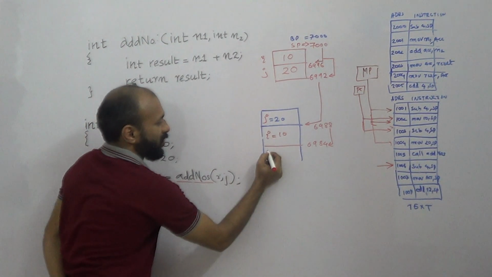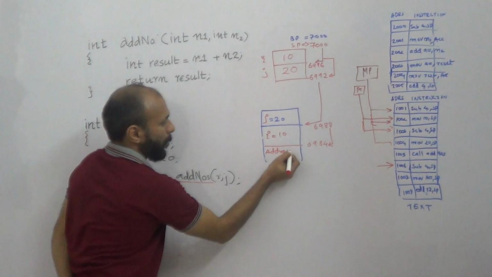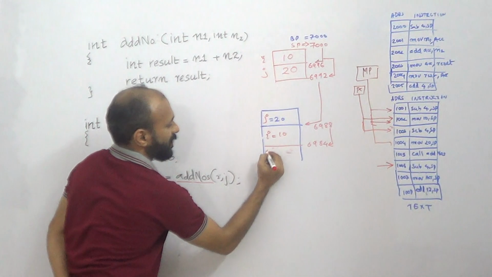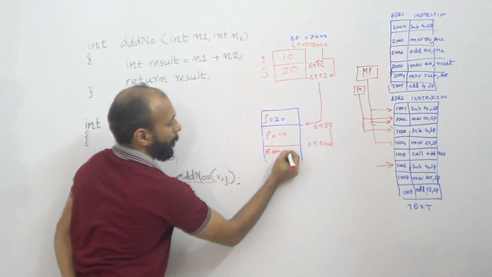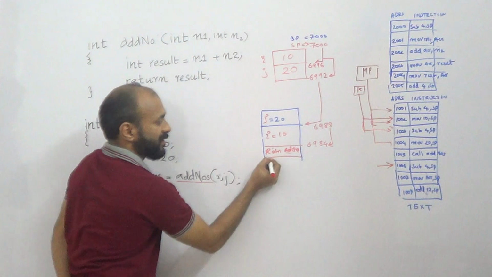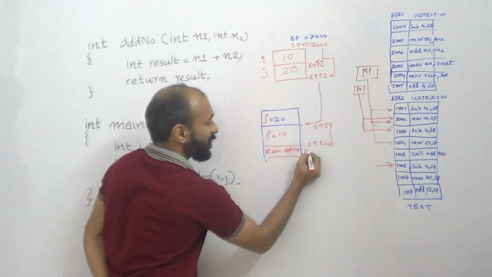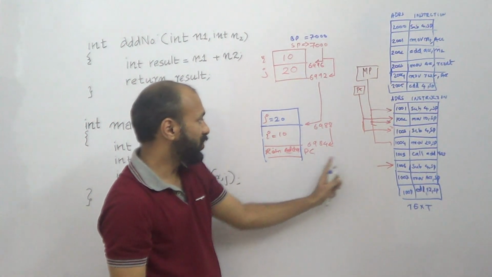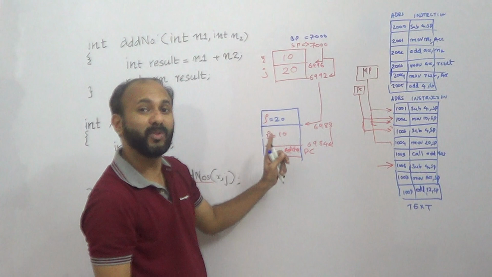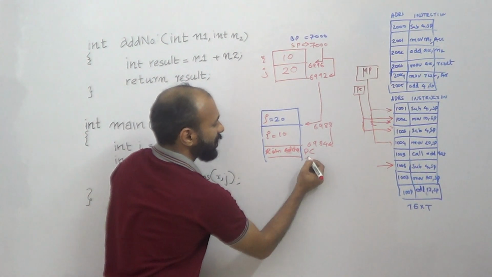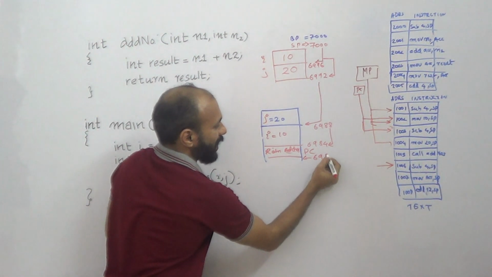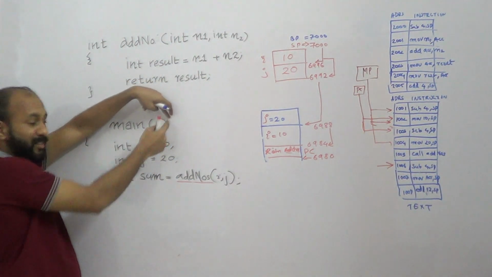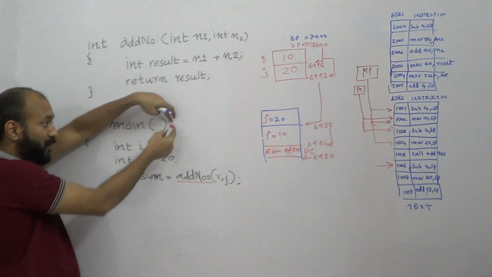So program counter value, or address, I am calling return address. What is this actually? That is the program counter value. Program counter is holding the address of the next instruction. So this is where we are supposed to return. This is available at 6980.